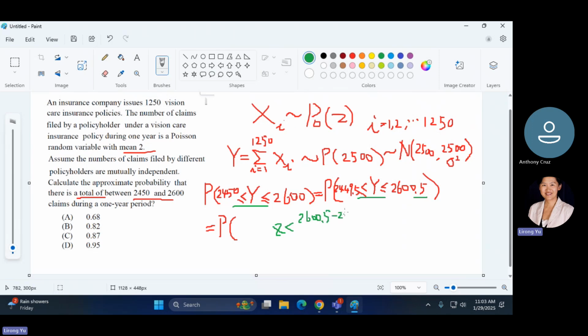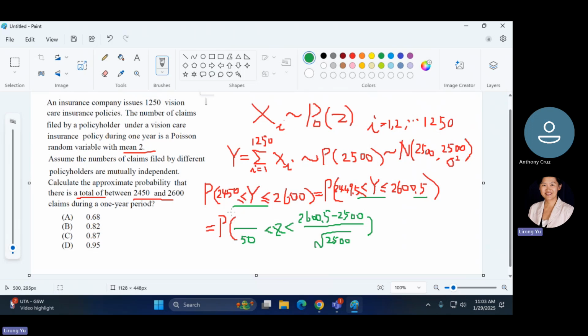Mean would be 2,500 and divided by the standard deviation. Standard deviation is square root of variance. Remember the variance is 2,500. So the standard deviation is square root of it. Therefore, the standard deviation is actually 50.